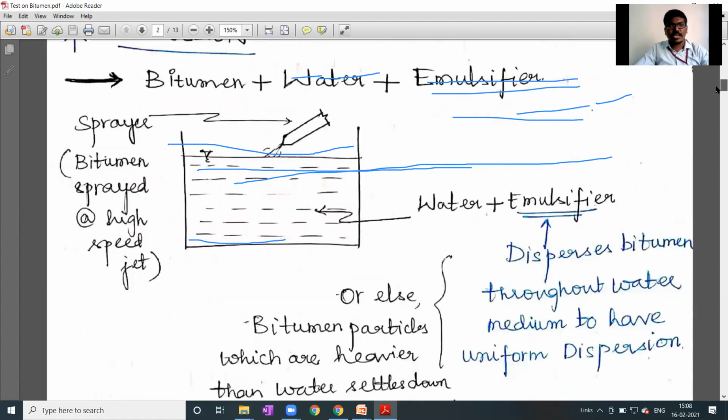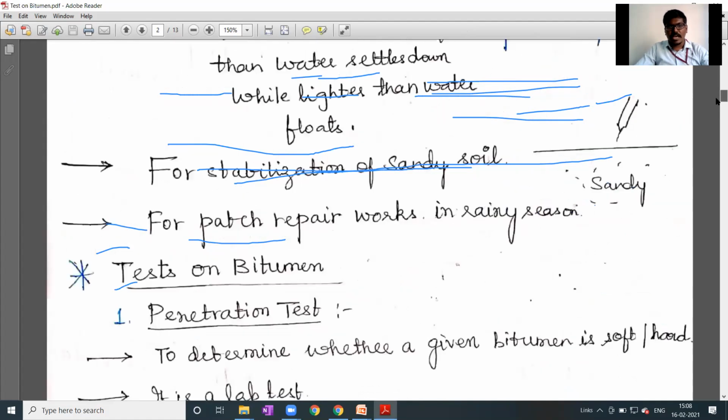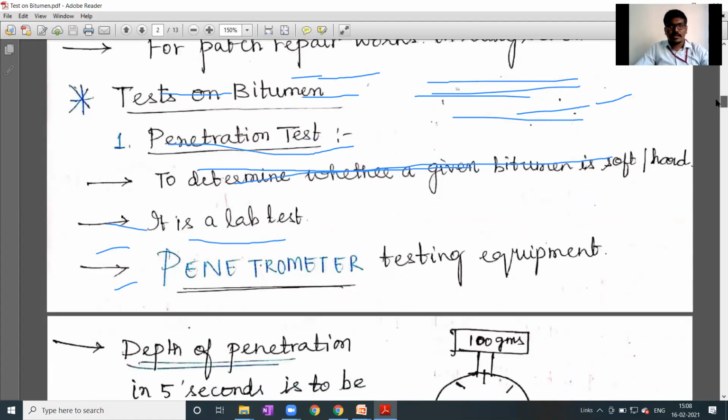And coming to the emulsion, what we do is bitumen plus water plus emulsifier. Usually these bitumens are sprayed at a higher speed, and already you have seen, depending upon the types of bituminous emulsion, where they are used, right?